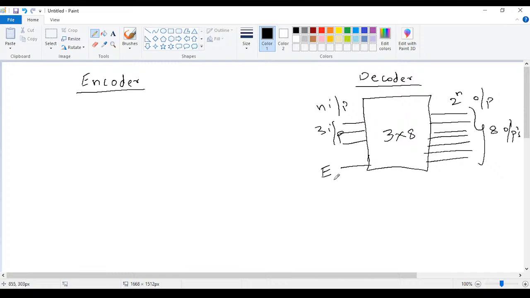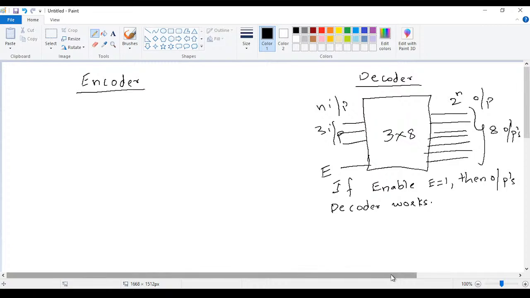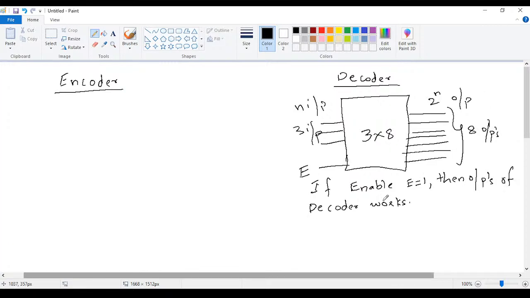Right. So here, if enable E equal to 1, then only the decoder works. If enable E equal to 1, then only we get the outputs of the decoder. So what is the functionality here?